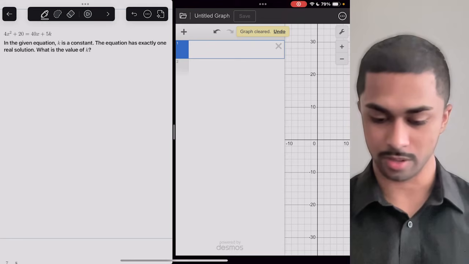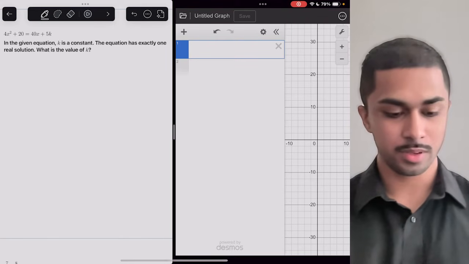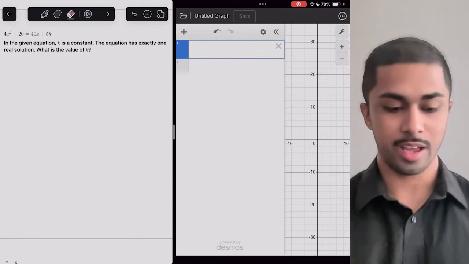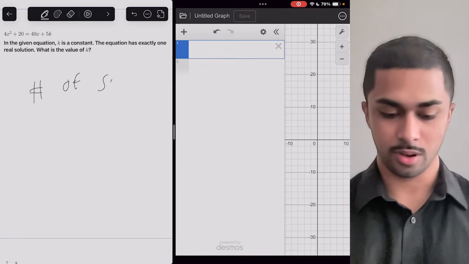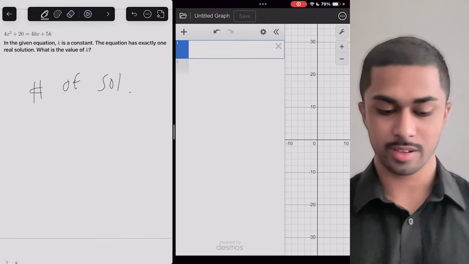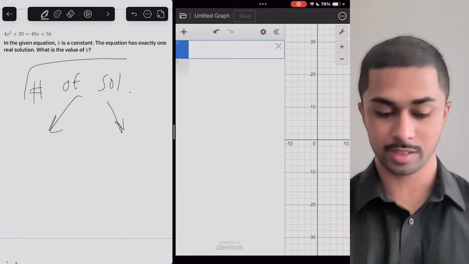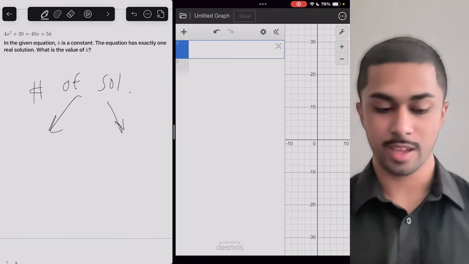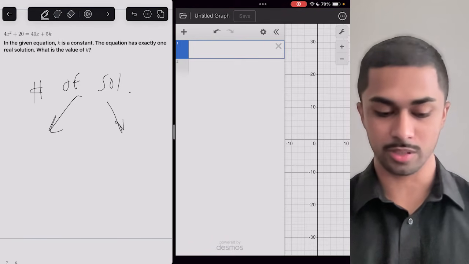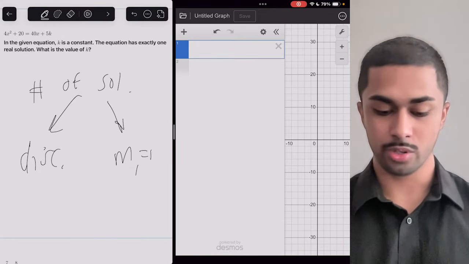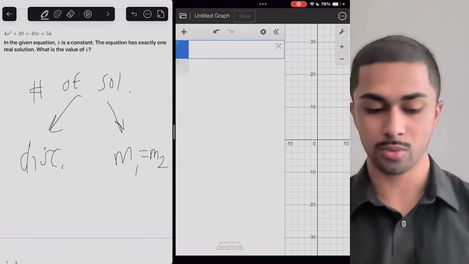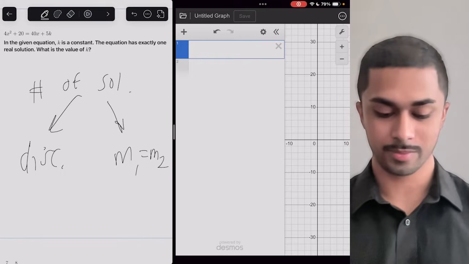So ignore all of this right now. Let's go back to the question. Anytime you see the number of solutions on an SAT question, it's always either one of two different types of questions. This is something you should definitely write down. Anytime you see the number of solutions, it's either a discriminant question or you're setting the slopes of two lines equal to each other. Always.